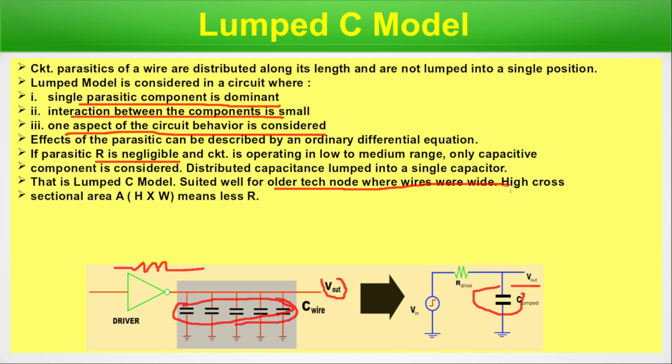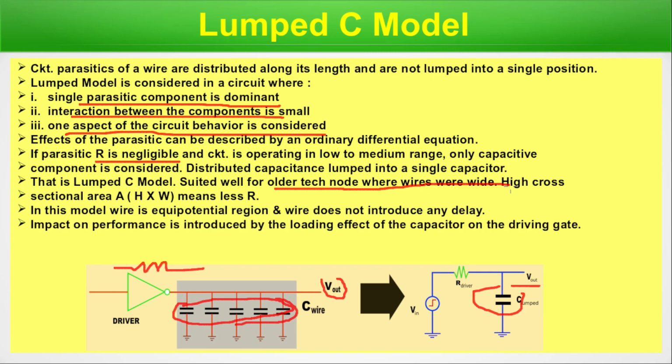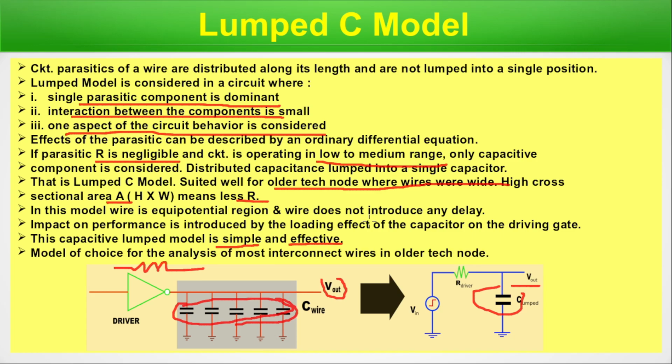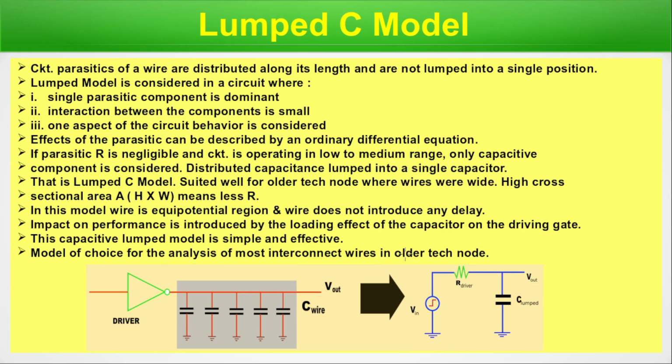In this model, there is an equipotential region, and it does not introduce any delay due to resistance. Impact on performance is introduced by the loading effect of the capacitor on the driving gate. This capacitive lumped model is simple and effective. It is the model of choice for analysis of most interconnect wires in older technology nodes. For older, matured technology nodes, this is the most suitable model. Now let's move to the next slide.